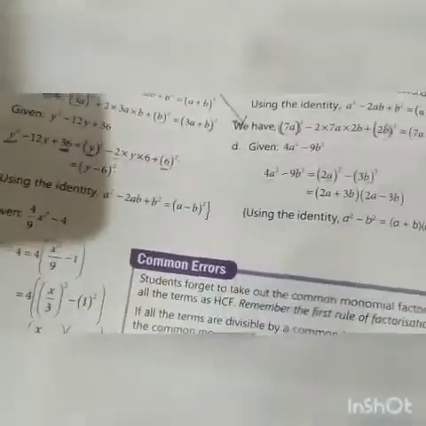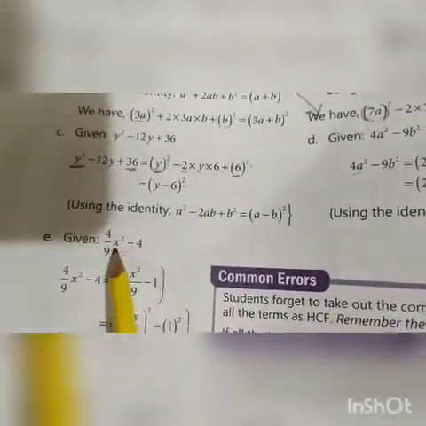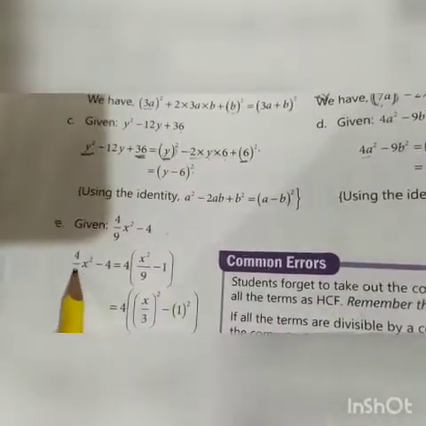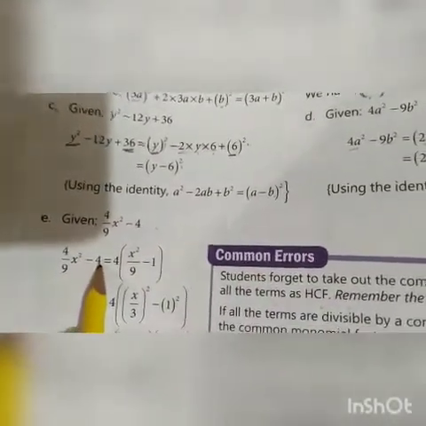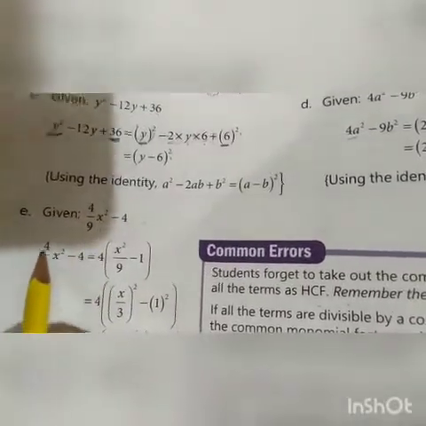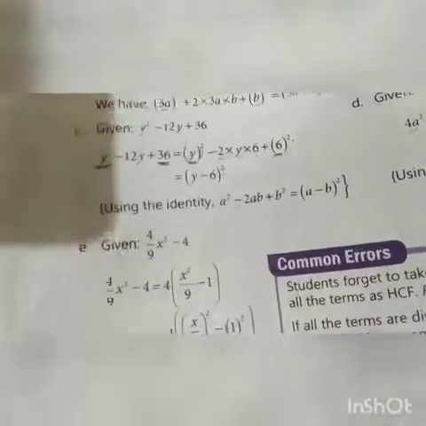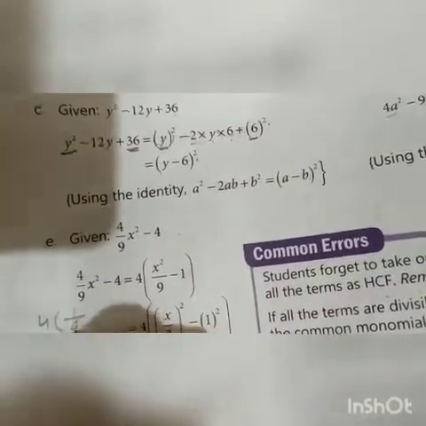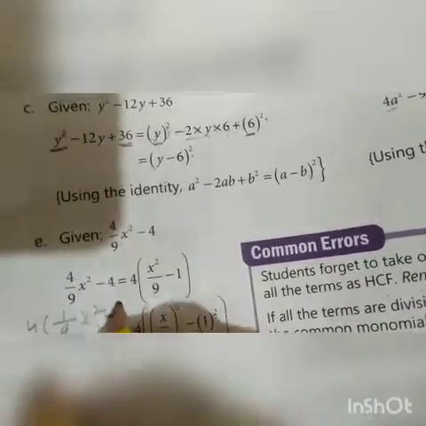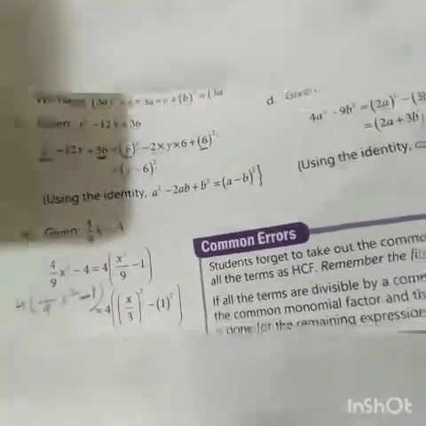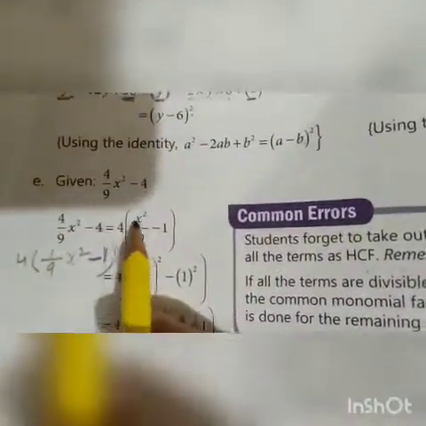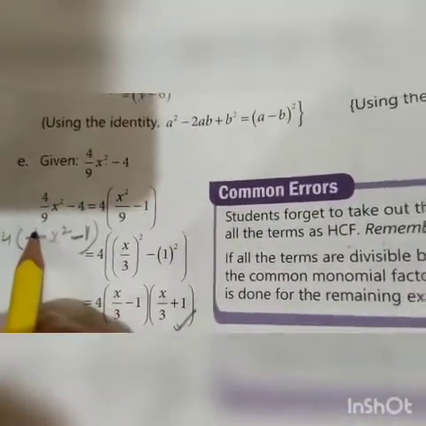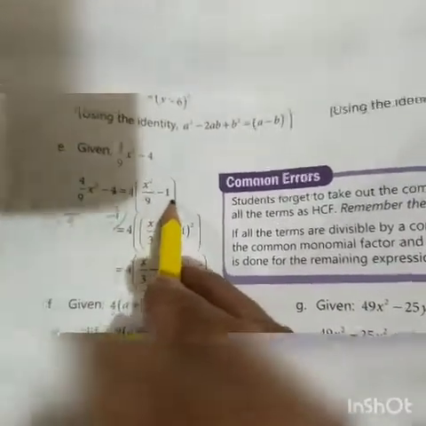Next example 3. 4 upon 9x square minus 4. See, 4 upon 9x square minus 4. We can take 4 as common from here. If we take 4 as common, then it will be 1 upon 9x square minus 4 ones are 4. So 4 common, x square upon 9. This 1 upon 9 x square we can write as x square upon 9, minus 1.